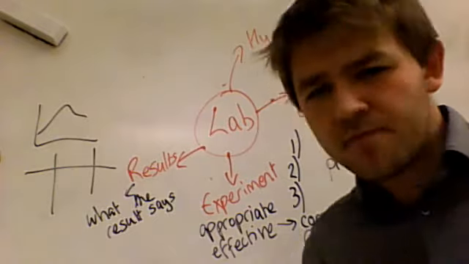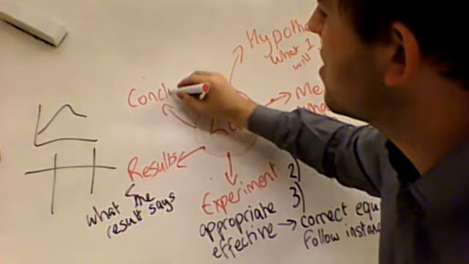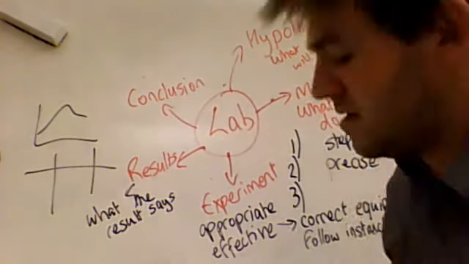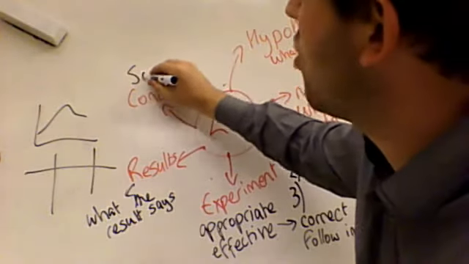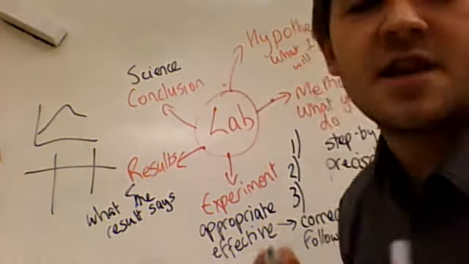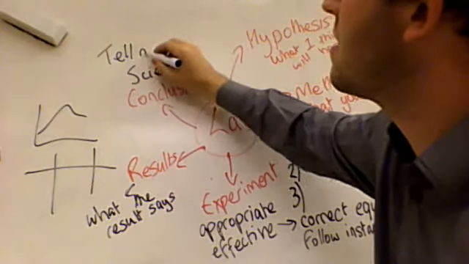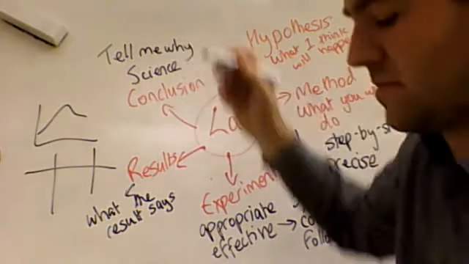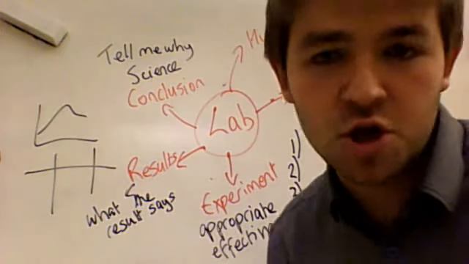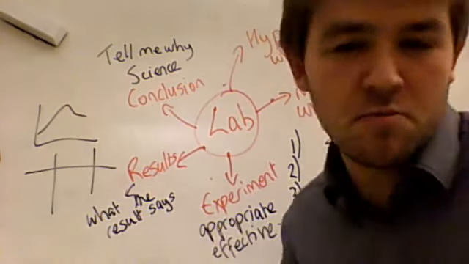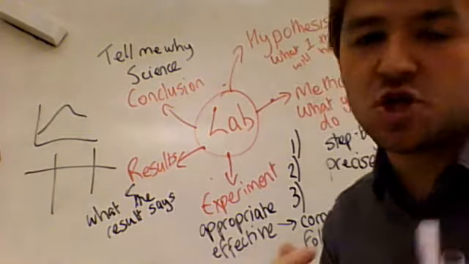But after the lab, you have to do something called a conclusion. The conclusion comes after the lab, and that's where you put your science. That is where you tell me why. Why is the hot water hotter than the cold water? What does hot mean? What actually happened in the experiment I was doing?